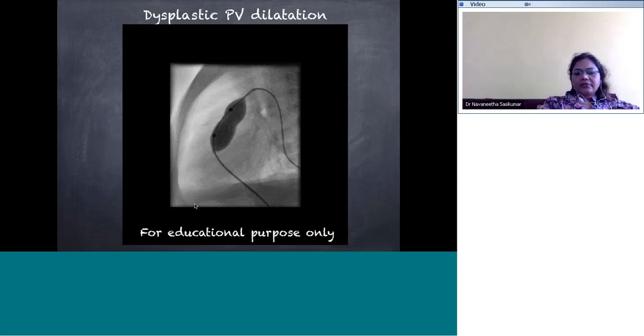So this is a dilatation of the same dysplastic pulmonary valve with the Cordis PowerFlex balloon, which is a very non-compliant balloon. You can see that the balloon is at full inflation, at or above the rated burst pressure, and you can see that the waist is still there. The waist is unyielding. So this is how the dysplastic valves cause trouble. They do not yield even to relatively high pressure dilatations with higher balloon to annulus ratios.